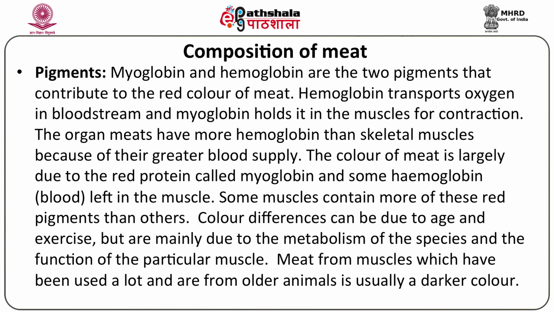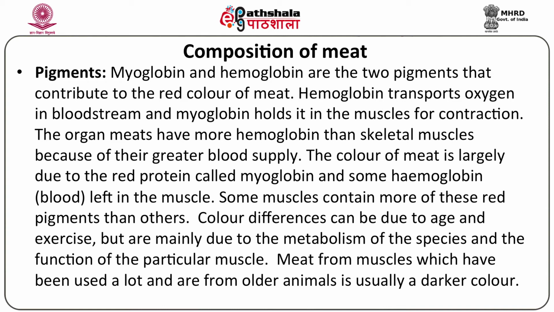Meat also contains two types of pigments, myoglobin and hemoglobin. They contribute to the color of the meat. Hemoglobin is a circulating red pigment which transports oxygen in the bloodstream, and myoglobin holds the oxygen in the muscles for contraction. The organ meats like the liver and the kidneys have more hemoglobin than the skeletal lean muscle because of their greater blood supply.